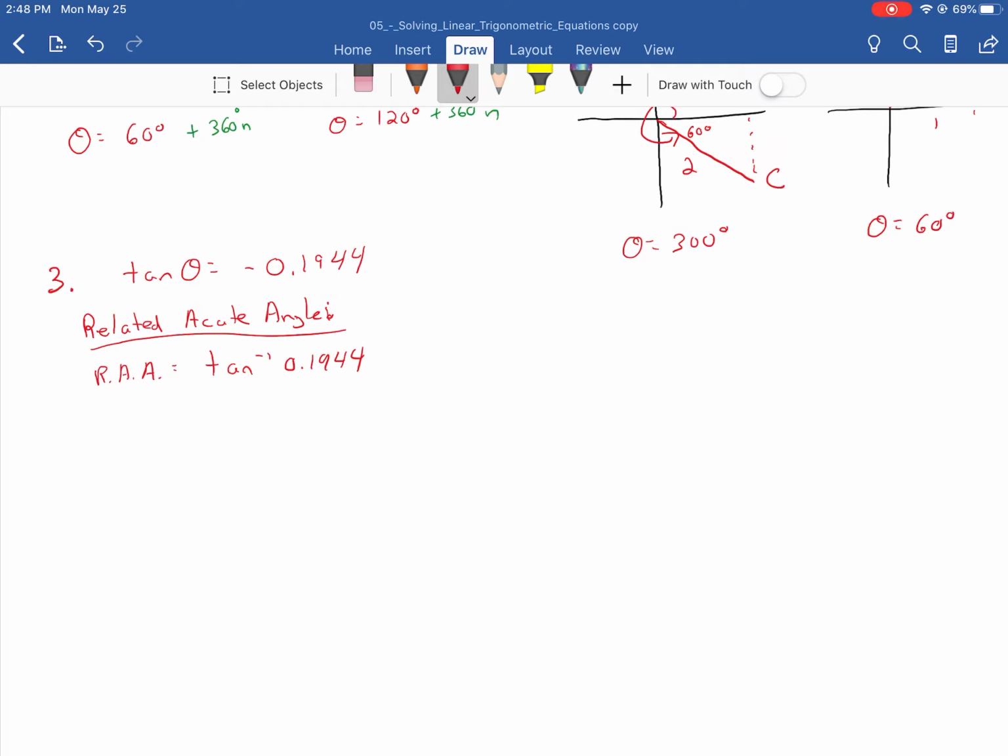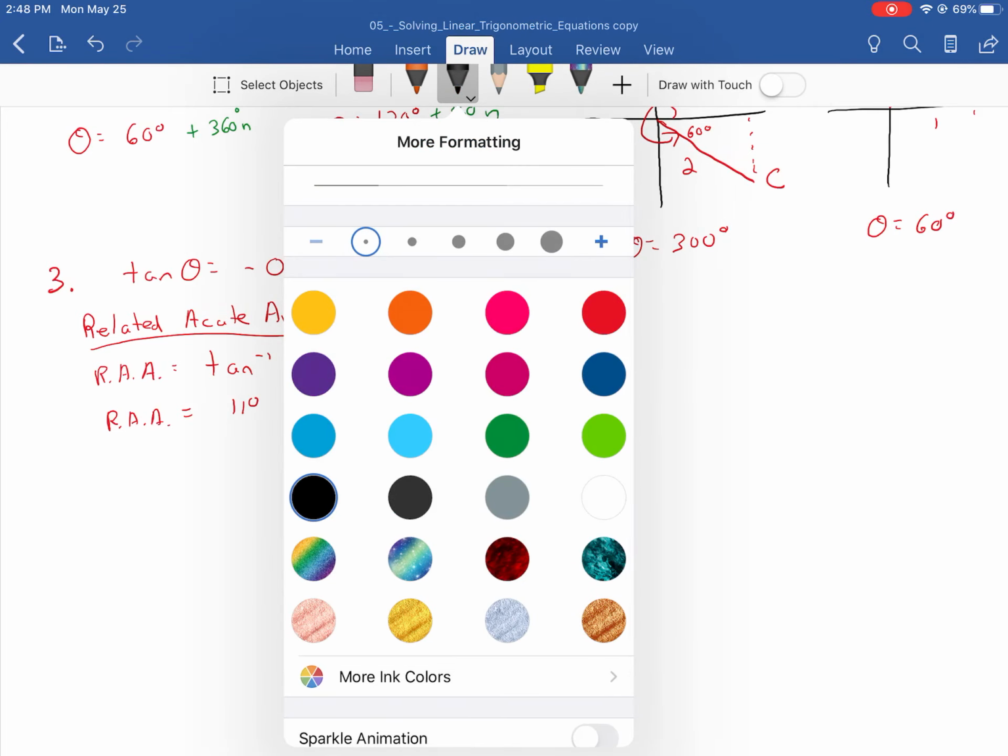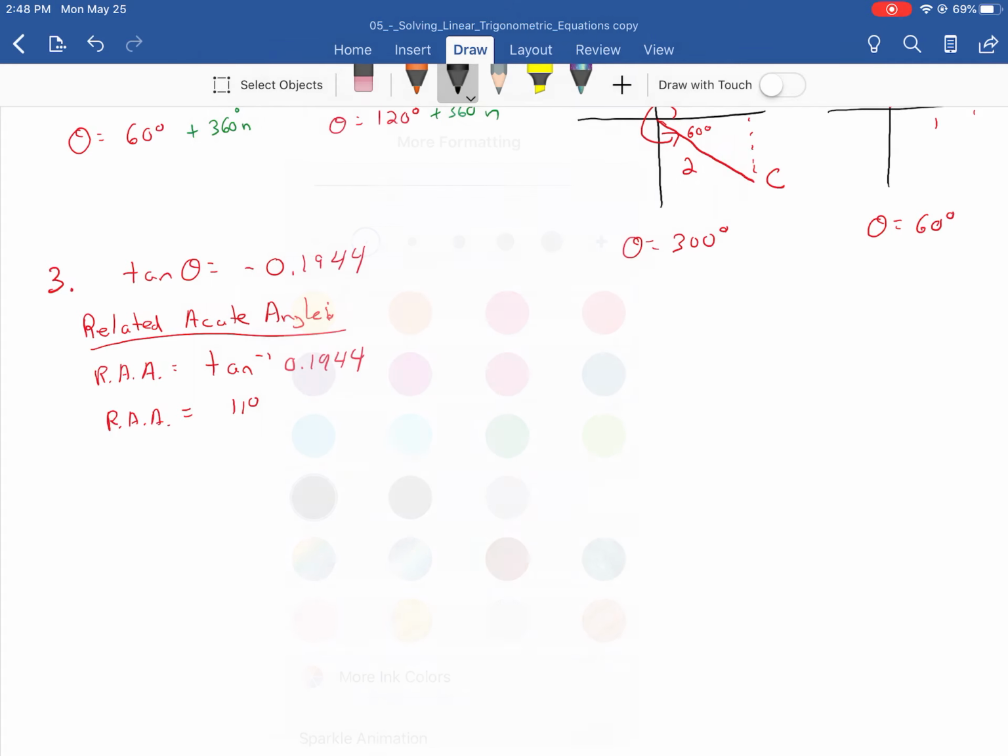When you're finding related acute angles, you have to ignore the negative part of it, because the related acute angle doesn't take on that negative part since it's an acute angle. It doesn't go into other quadrants. It will never be negative. I'll draw a picture of it in just a second. Trust me for now, what we want is the tan inverse of the positive number here. So when I type that in my calculator, tan inverse of 0.1944 in degrees, because I'm still doing questions in degrees here. I'm going to switch over to radians in just a minute, but this is a degree question. It says 11 degrees. So the related acute angle is 11 degrees.